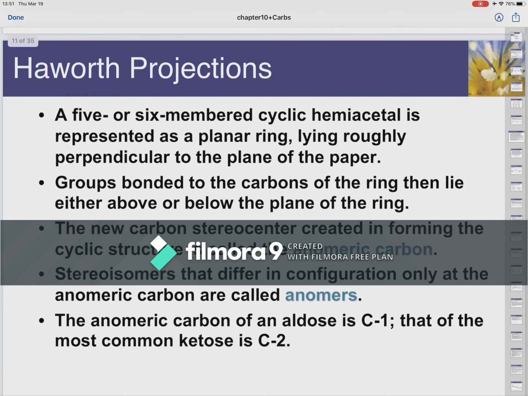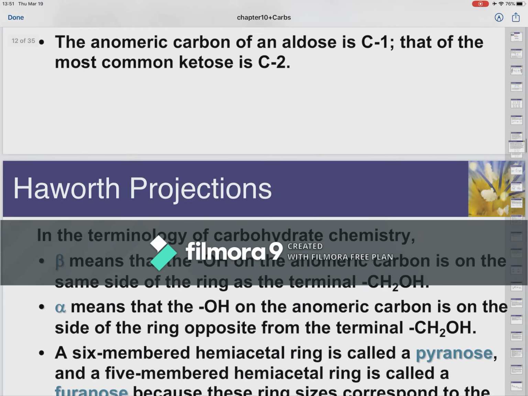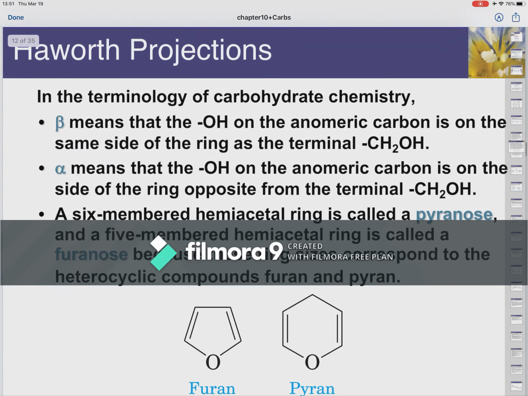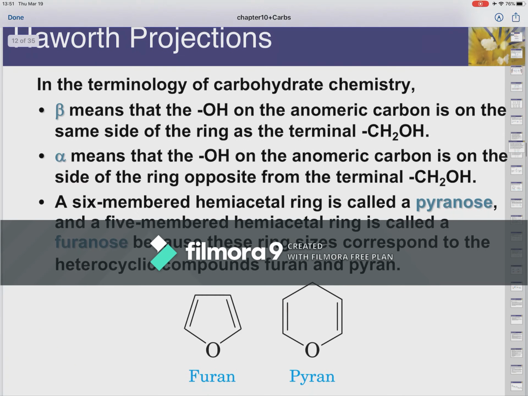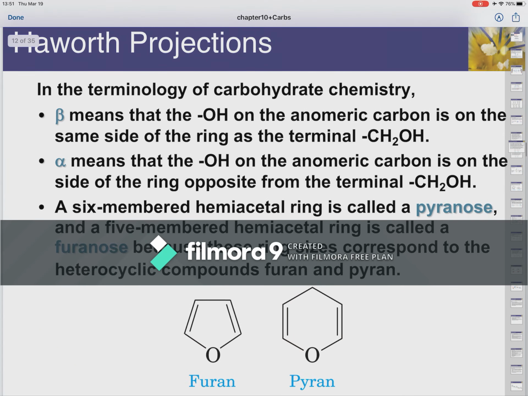Haworth projections are one way of showing sugars as rings. There is another way, so let's take a look at that. We'll get there. A few other things to talk about with the Haworth projections.